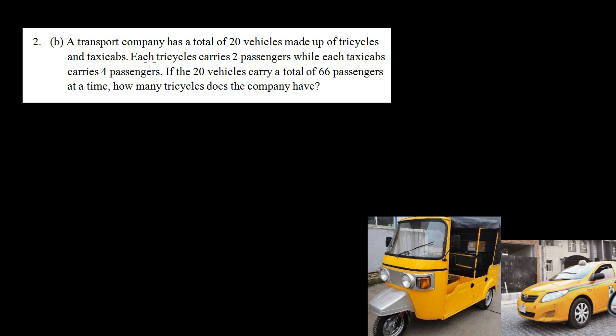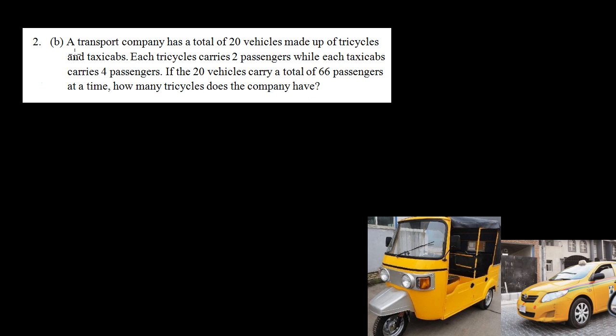A transport company has a total of 20 vehicles made up of tricycles and taxicabs. Each tricycle carries 2 passengers while each taxicab carries 4 passengers. If the 20 vehicles carry a total of 66 passengers at a time, how many tricycles does the company have?